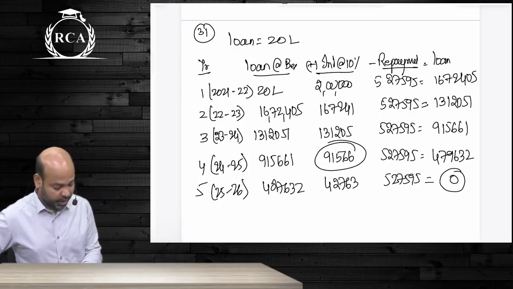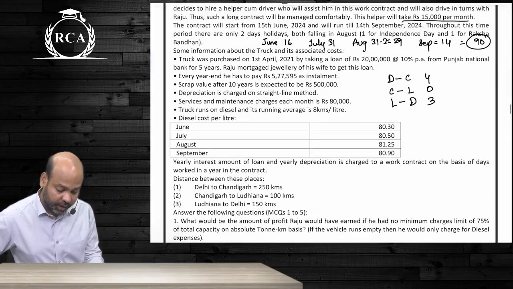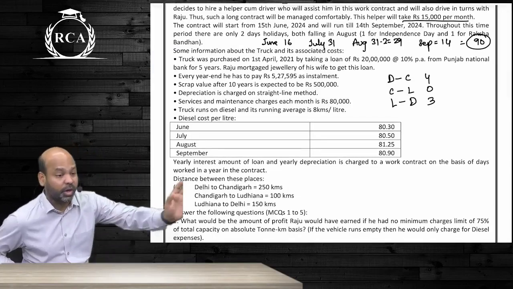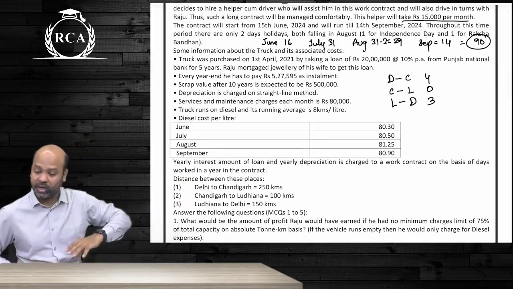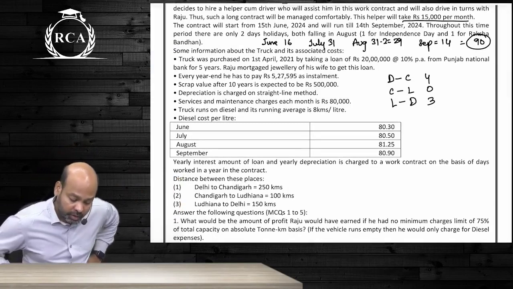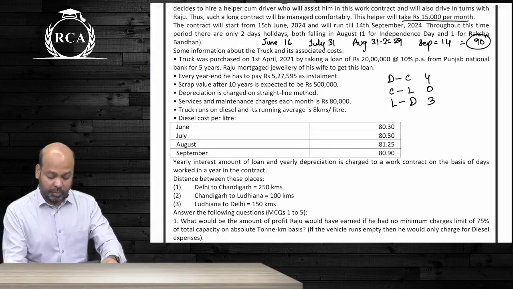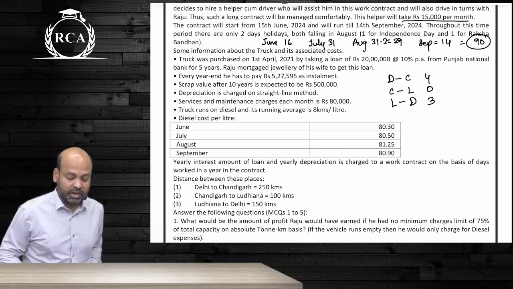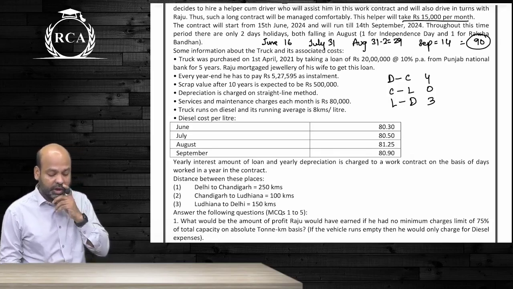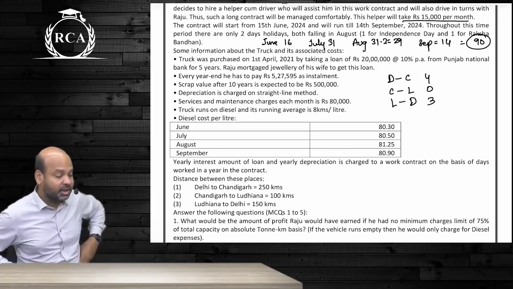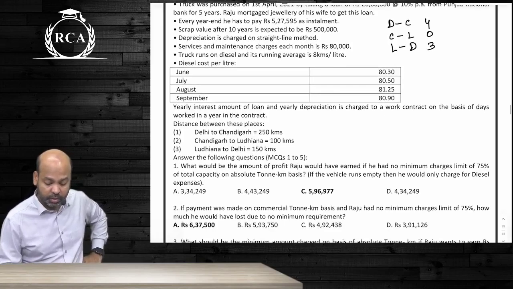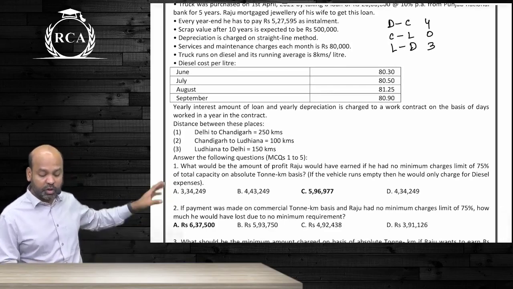Chalo, next देखो बेटा. We will come back to this, don't worry guys. You understood loan repayment schedule, ये point, ये नया point है बेटा. We never came across this point in any of the other questions. That's why I said the question is slightly different. Scrap value after 10 years is expected to be 5 lakhs guys. Using this we can compute depreciation. Service and maintenance charge each month is 80,000. Truck runs on diesel and average mileage is 8 kilometers per liter. Yearly amount diesel cost per liter आ गया बेटा.